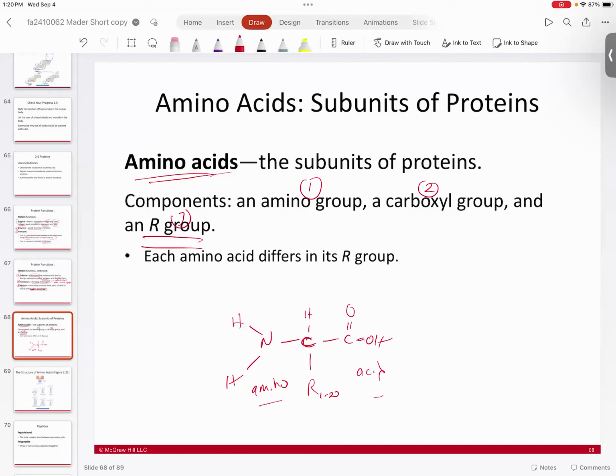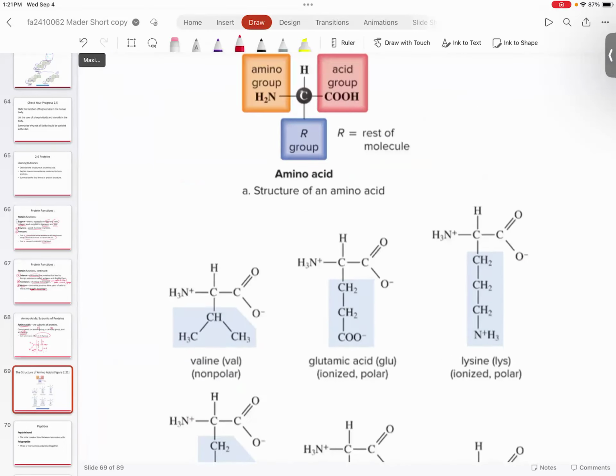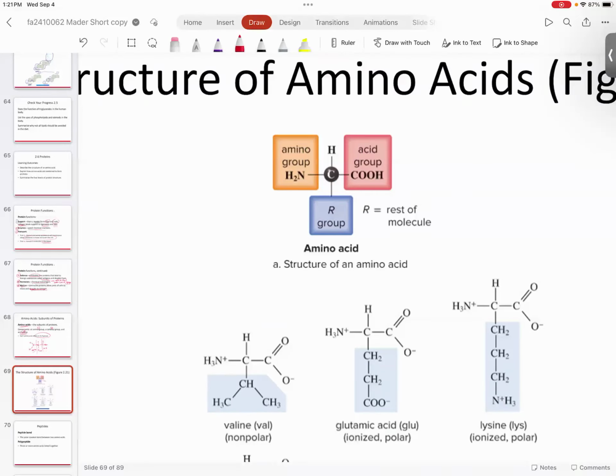So amino acid, you have these 3 functional groups. All amino acids have that same structure, that same backbone. What differs between them is their R group. So they have the same basic adapter. They just differ in terms of the R group that they have. And so here's kind of like your amino acid. Here's your amino group, your acid group, and in the middle, you've got your R group carbon.